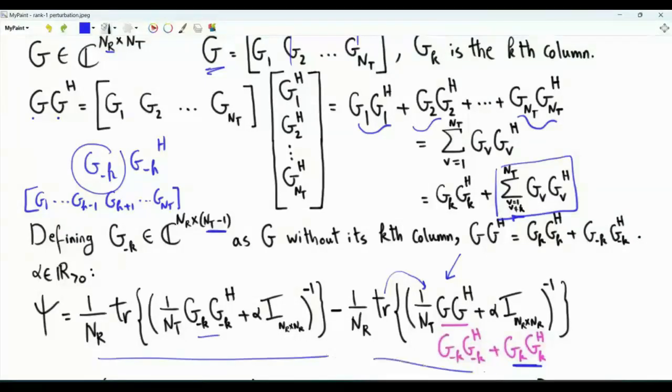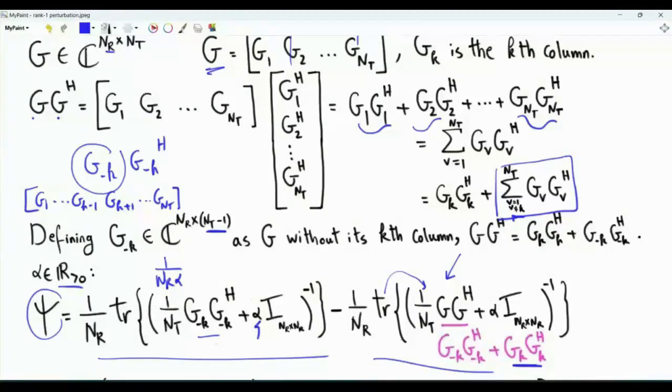We want to investigate the difference between these two quantities. One of them involves G G Hermitian. Here we are using the full matrix G, and here we have G_minus_k G_minus_k Hermitian. G_minus_k is G after removing its kth column. We will show that psi, which is the difference of interest, is upper bounded by a term in NR and this parameter alpha, which is a positive real number.